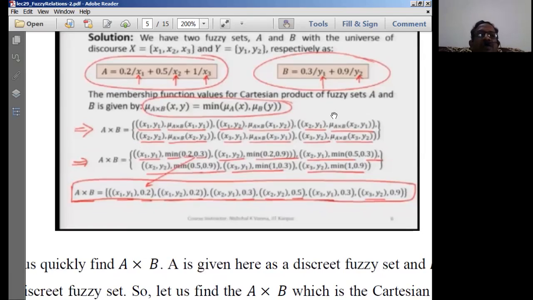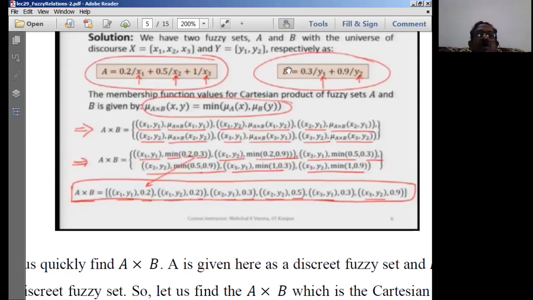Now we can expand this entire function. A cross B is equal to what we can have. X1, Y1, membership function of AB of X1, Y1 will write. That means between X1 and Y1, which is smaller. In these two, 0.2 is smaller. So 0.2 will be coming over here. X1, comma Y1, comma, the degree of relationship. It's 0.2 I can have, because minimum of 0.2 and 0.3 is 0.2 I can have.